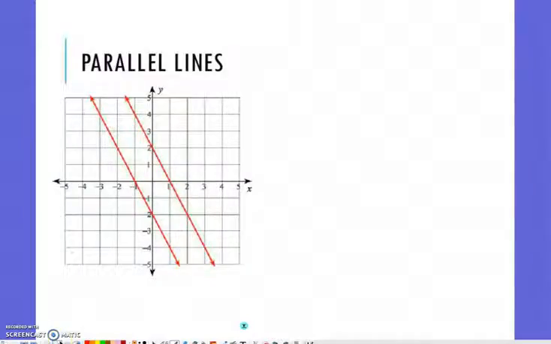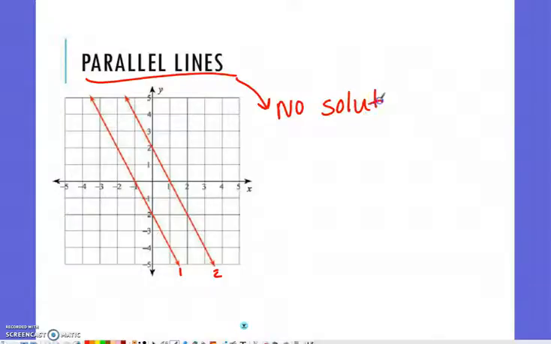Go ahead and sketch those. So this is a system. There's 2 lines. 1 line and 2 line. So if the lines are parallel, those lines will never cross. So what you need to know is parallel lines have no solution, because they're parallel. Parallel lines have no solution.